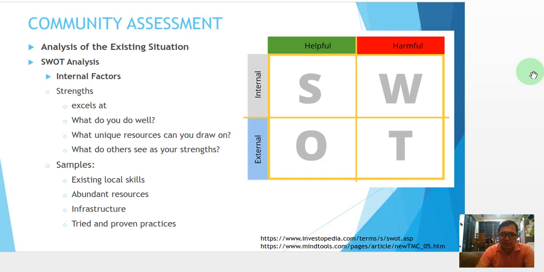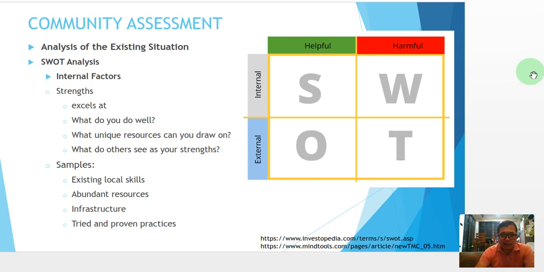For the internal factors, you may look at the strengths. Where does the community excel? What do they do well? And what unique resources are available there? Then what do others see as their strengths? So that's why it's important that you conduct the research and interviews in the community.